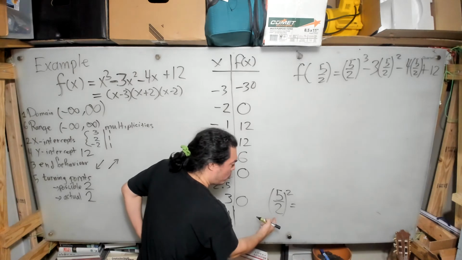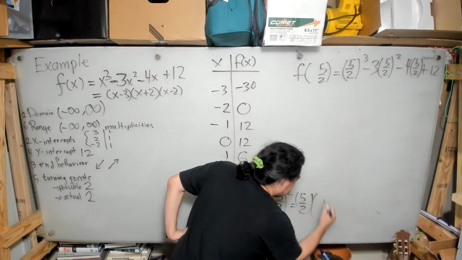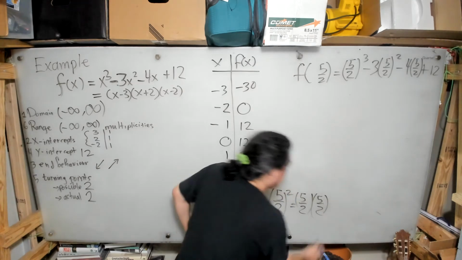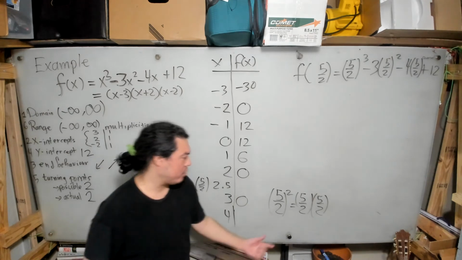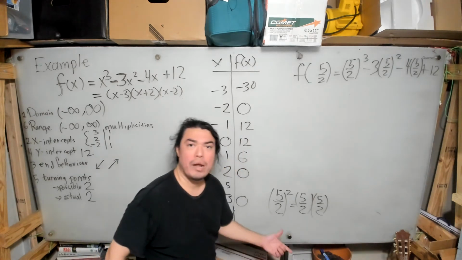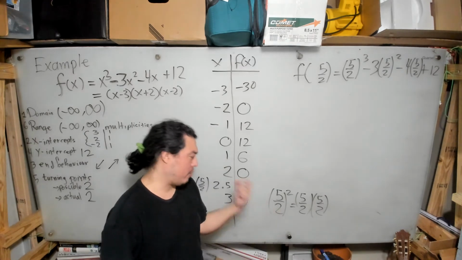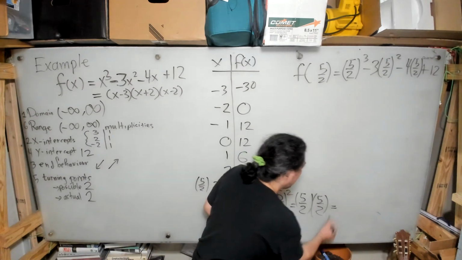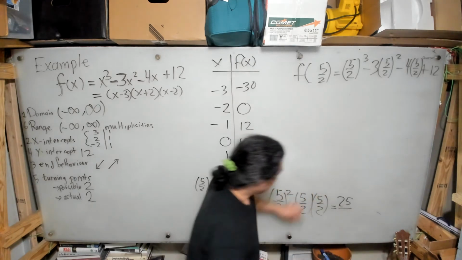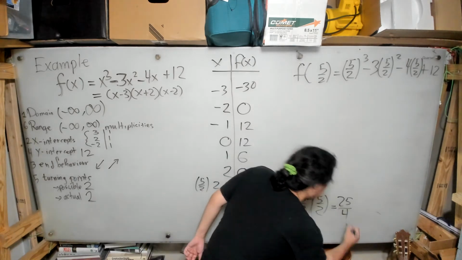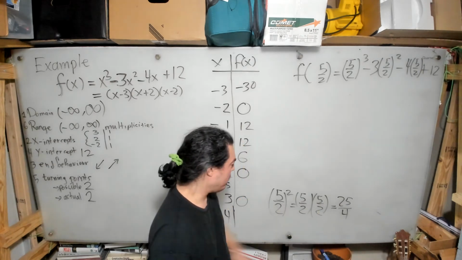Well, 5 halves squared is going to be 5 halves times 5 halves, right? Because how do we read this? We read this as 2 copies of 5 halves being multiplied together, which is what I have here. When I multiply two fractions, I multiply the numerators to get the numerator of the product, and I multiply the denominators to get the denominator of the product. 5 times 5 is 25. 2 times 2 is 4. And so I see that 5 halves squared is 25 over 4.